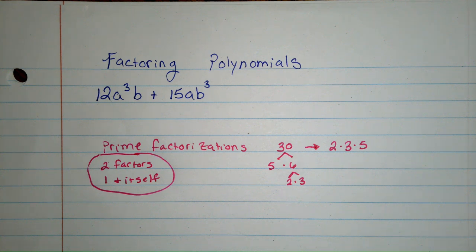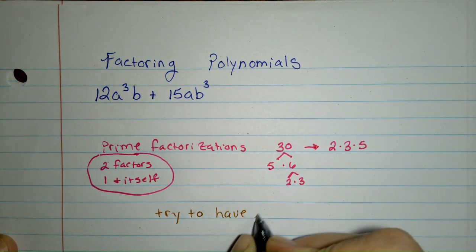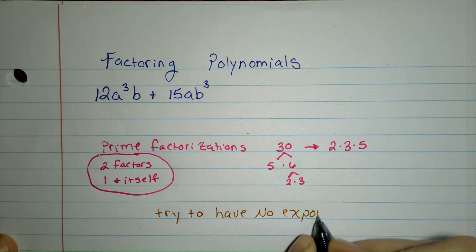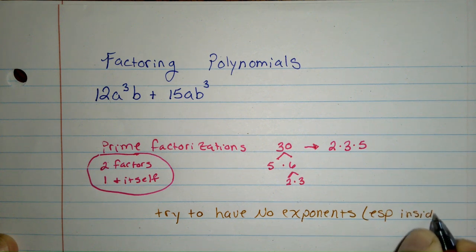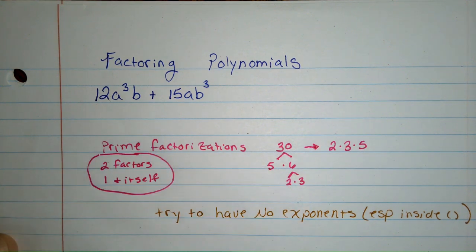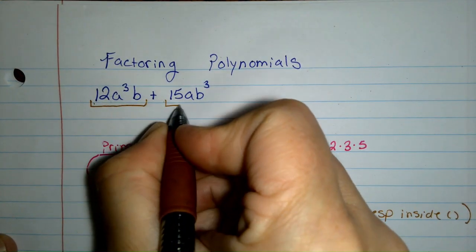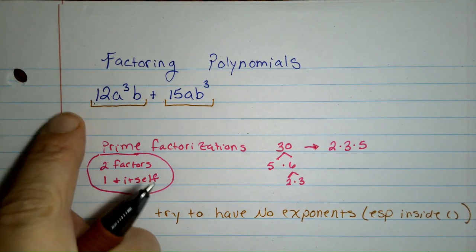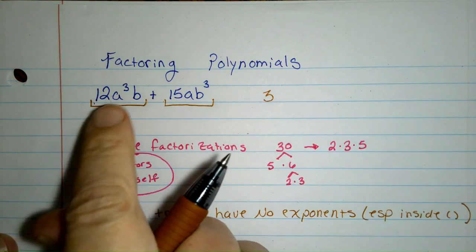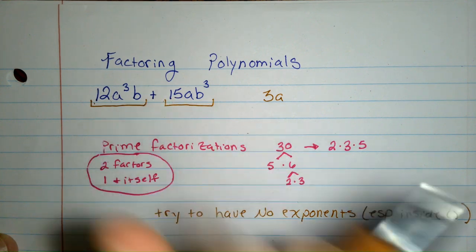And with polynomials, you want to try to have no exponents, especially inside the parentheses. Okay, so that's our goal here. So the first step you should always check for is a greatest common factor, and that means something that divides both this and this. So if we look, 12 and 15 are both divisible by 3. Both of these have an A, and both of these have a B.